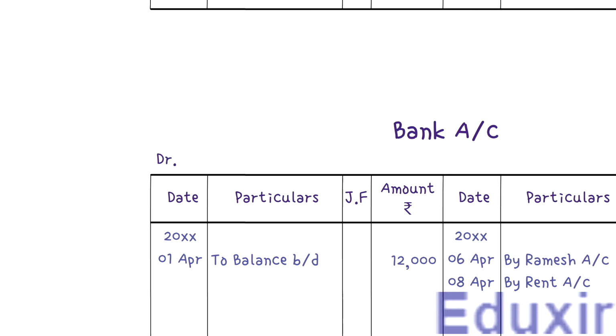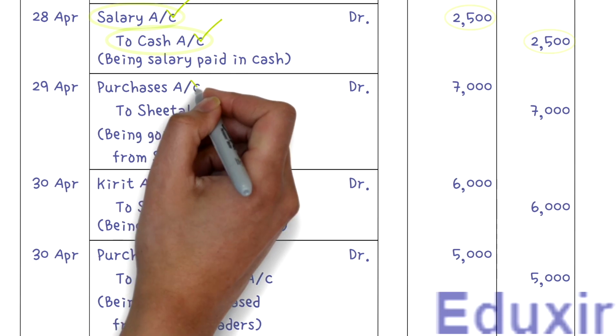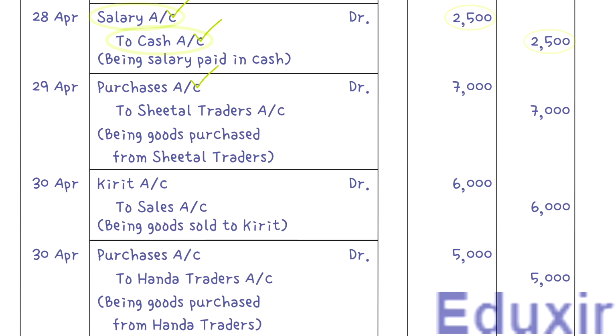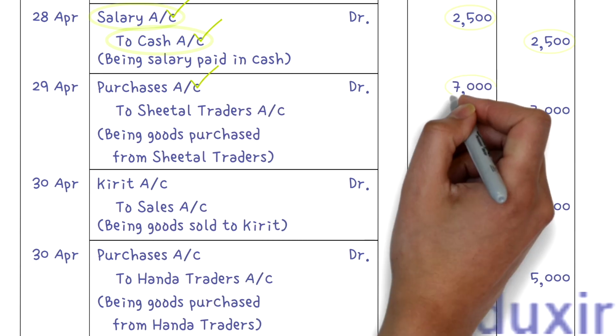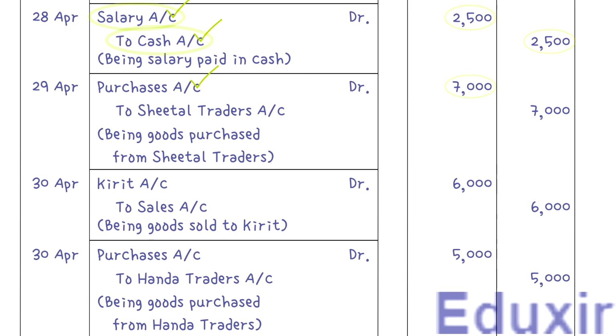Let us now take up the next entry. As the name suggests, it needs to be posted on the debit side of purchases account and the debit amount is 7000 rupees. Note that the details that need to be posted into the particulars column is Sheetal Traders account. As we already have purchases account, let's now post this entry into that account.